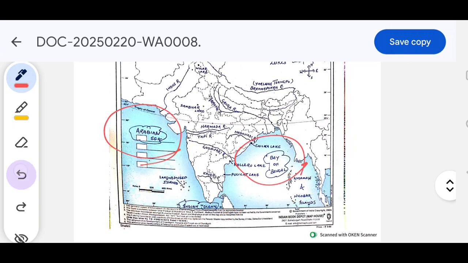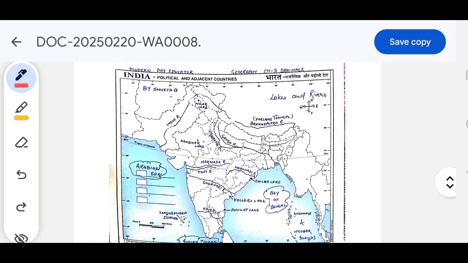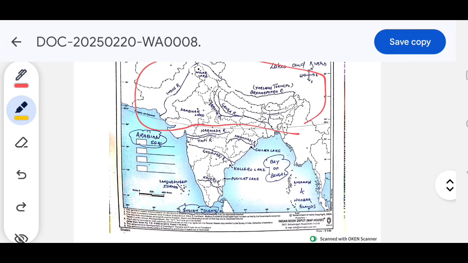Now let's come to the important rivers. We know that the rivers in India are divided into two major parts. One is the Himalayan rivers, which you can see in this part. The other part is the peninsular rivers. The peninsular rivers are seasonal, and the Himalayan rivers are perennial, which are not seasonal, which are there forever. Okay, let's move to the next thing now.